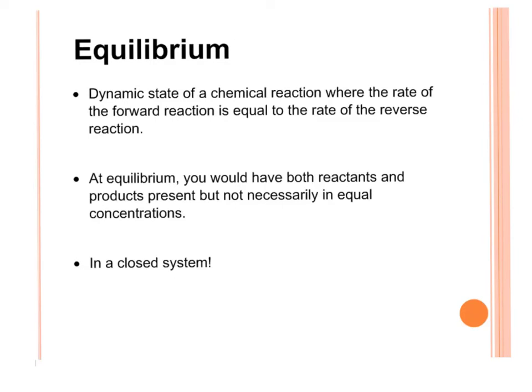Equilibrium is defined as a dynamic state of a chemical reaction where the rate of the forward reaction is equal to the rate of the reverse reaction. So if we have reactants being converted to products and then products being converted back to the reactants, the rate of the forward reaction, reactants going to products, is going to equal the rate of products going to reactants.